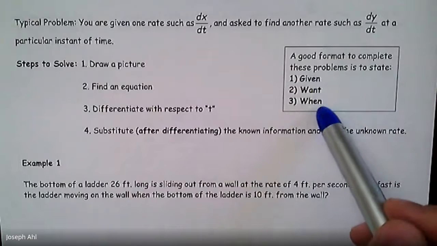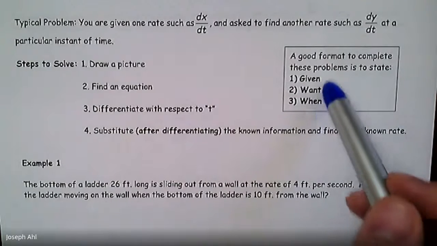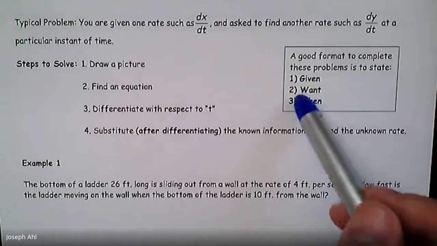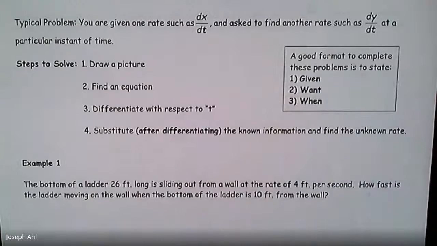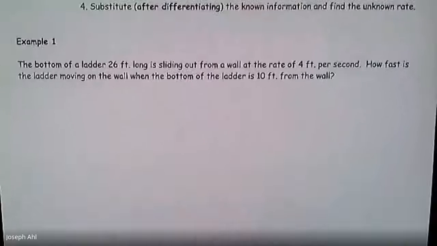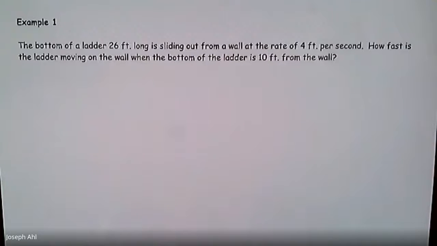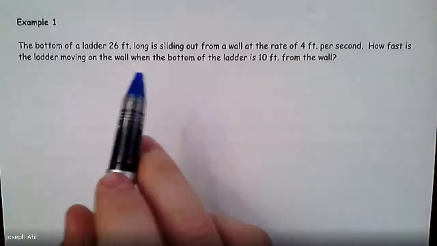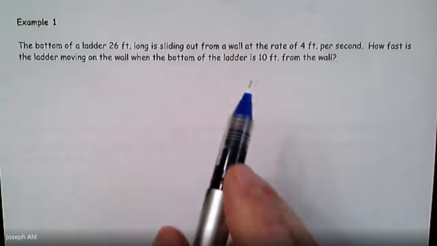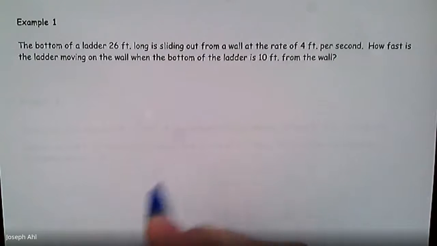As you go through the examples with me in the notes, you'll see that this is how I typically set it up, so that I can break down nicely the given information and then use that information to substitute once we've determined some equations and found some derivatives. So in example 1, it says the bottom of a ladder, 26 feet long, is sliding out from a wall at the rate of 4 feet per second. How fast is the ladder moving on the wall when the bottom of the ladder is 10 feet from the wall?